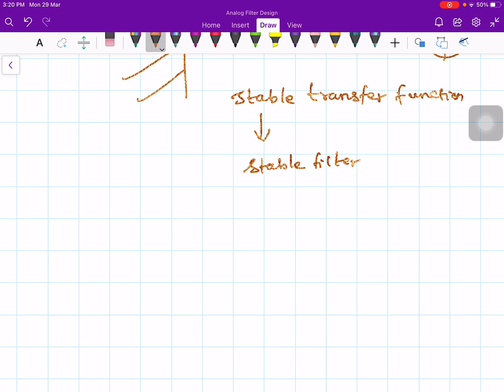Let me stop at this point and continue in the next lecture. In the next lecture we will find out the poles of the Butterworth filter and see where these poles are going to sit on the s plane.